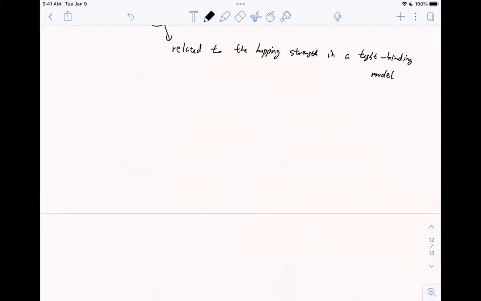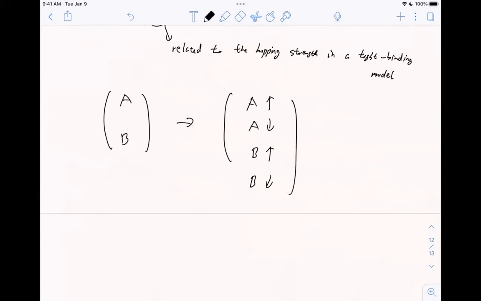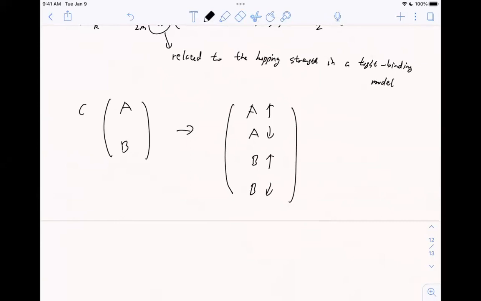Once you add the spin, you are going to get a 4 component. So this A and B here is going to become A spin up, A spin down, B spin up, B spin down. Of course we know that this is just the conduction band and the valence band. So this is conduction band up, conduction band down, valence band up, valence band down. You're going to expand the wave function into 4 components by including the spin.